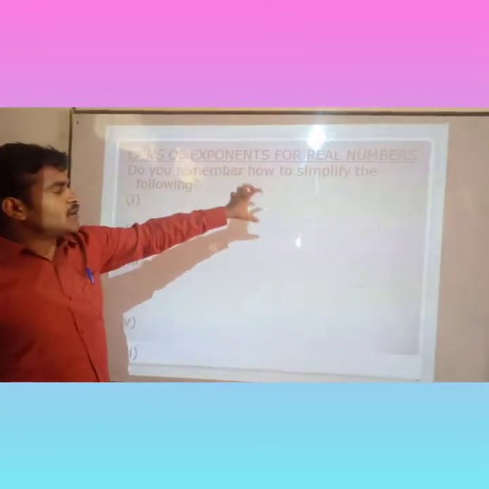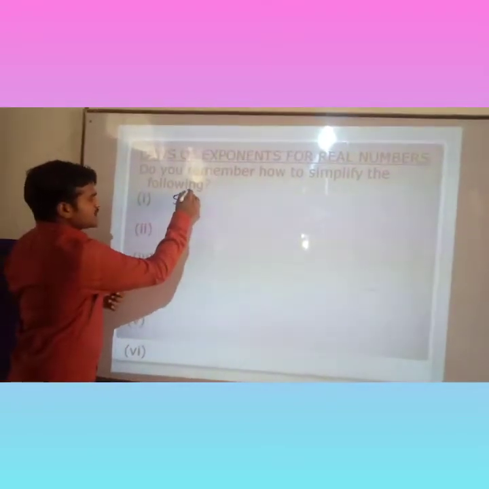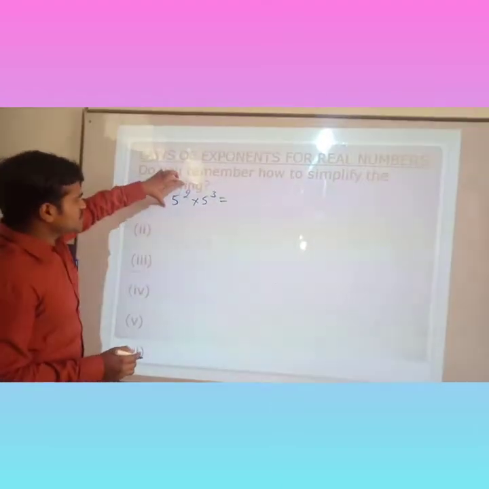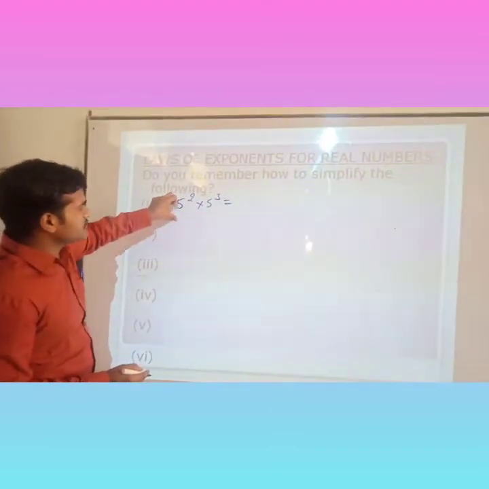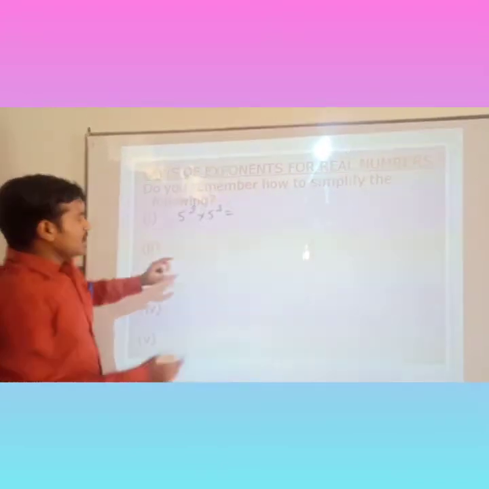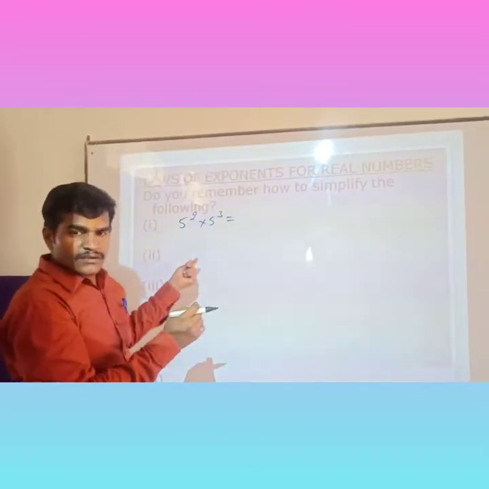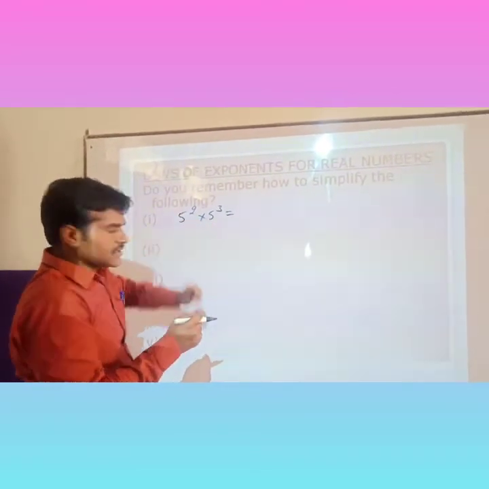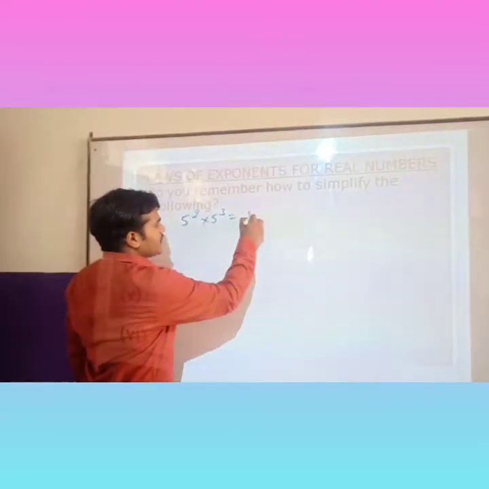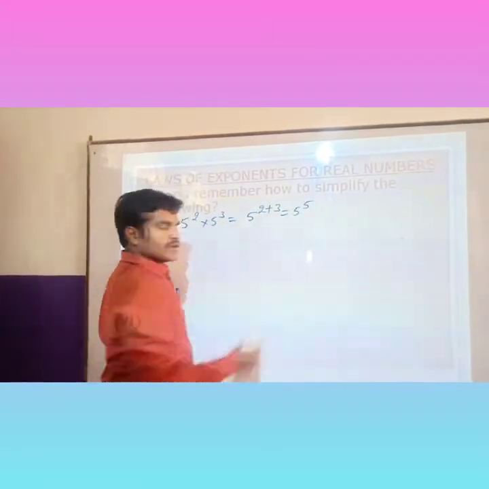Do you remember how to simplify the following? First, 5 square into 5 power cube. Are you seeing the exponent in this? Base is 5, exponent 2. Base is 5, exponent 3. If the bases are the same and there is a multiplication sign, do you remember? We will add the exponents. So what do we get? 5 power 2 plus 3, that is equal to 5 power 5.